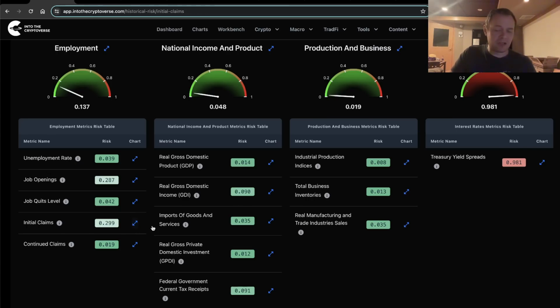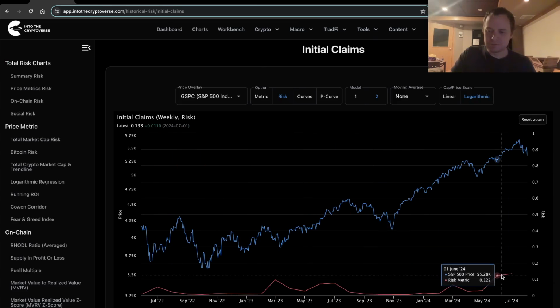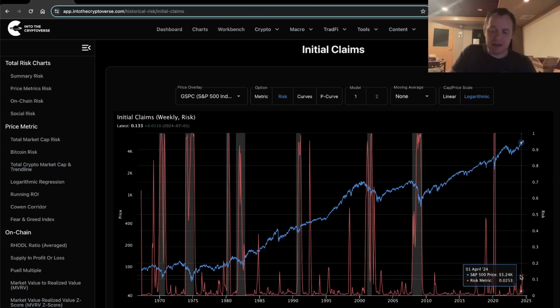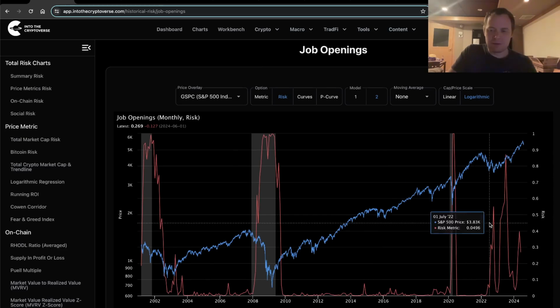For instance, initial claims risk is at 0.1133, right? It's starting to go up a little bit. I mean, it's higher than it's been, but that doesn't mean it's going to go all the way up here. We don't know yet, right? We don't have enough data to know. If you were to look at job openings risk, it's at 0.269, so it's dropped a little bit.